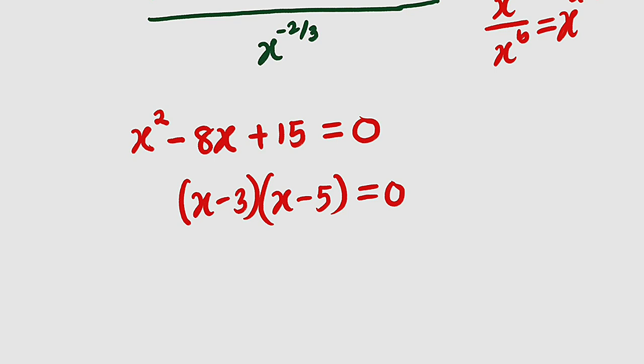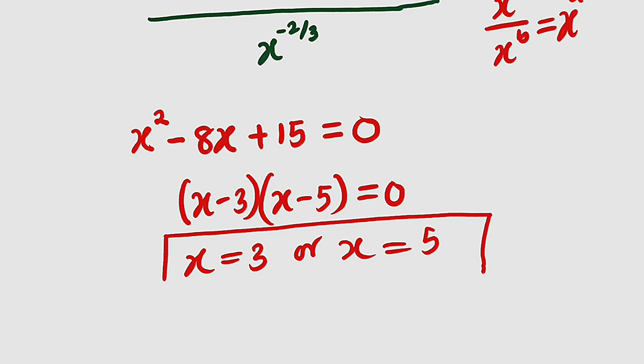And if you set each factor here to be equal to 0, it implies either x equal to 3 or x equal to 5. And hence, these are the solutions to this problem. x equal to 3 or x equal to 5. But x cannot be equal to 0.